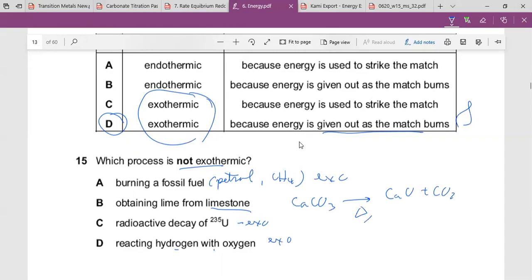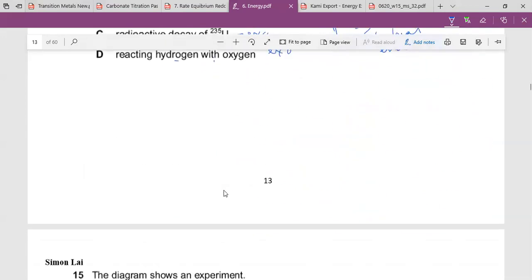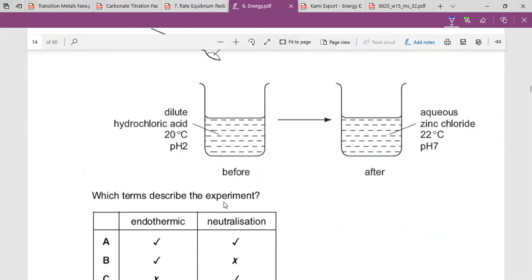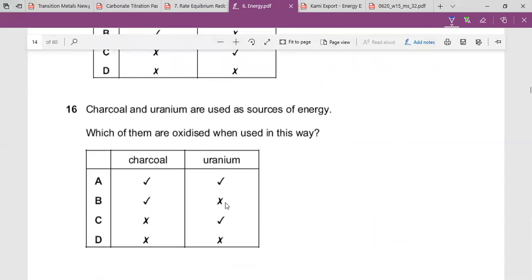So you need heat. Heat means what? You heat it, it's absorbing heat. Absorbing heat means it's endothermic for this reaction to occur. This is called thermal decomposition, same as your nitrates. Okay, now we go into 14 and 15 here.